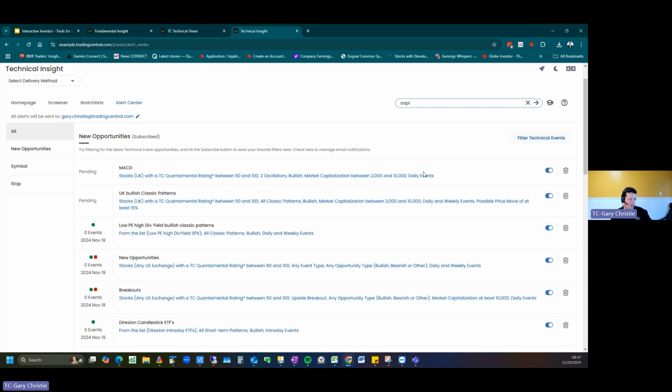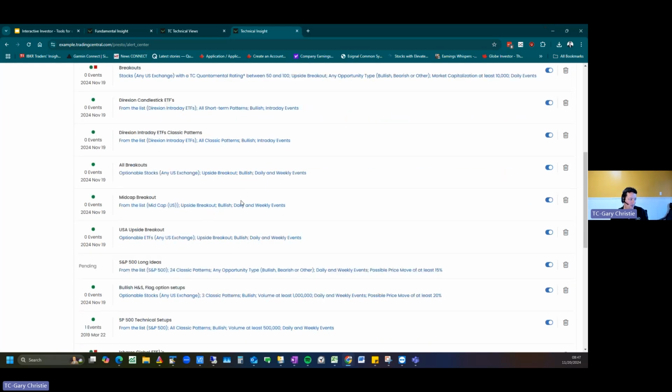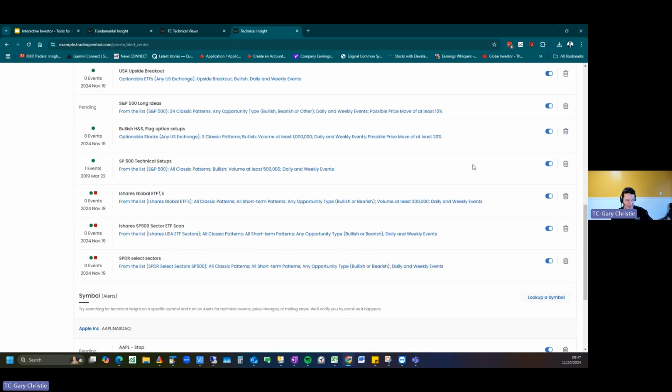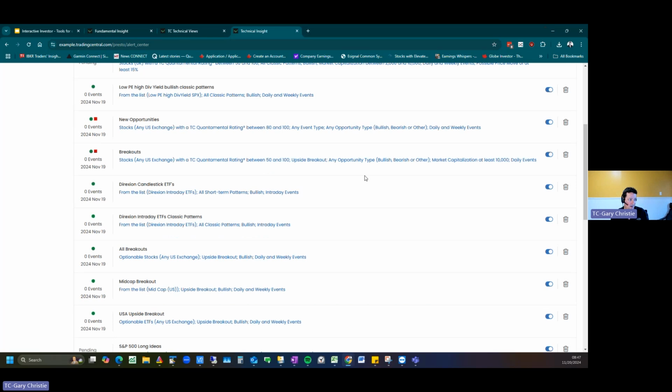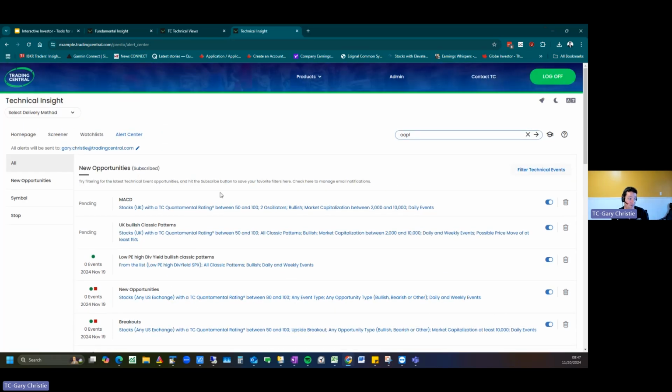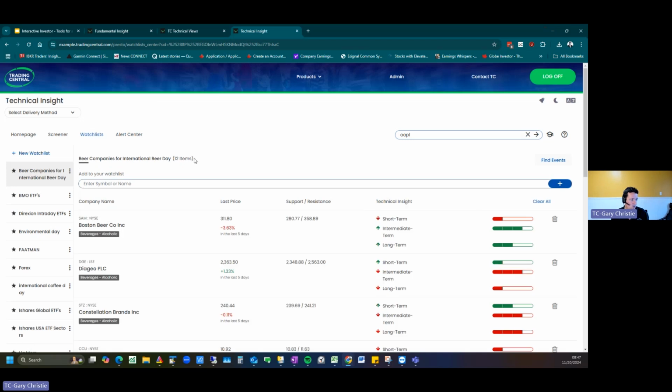So here I'm in the alert center right now. I have a lot of them in here, right? I'm doing this for quite a while. I have all upside breakouts, the S&P. So you can see it's unlimited. I can activate or deactivate, but this is how I use the tool. I have a lot of them here. And it's basically looking at alerts. I can activate, deactivate, and I'll get the alerts right to my inbox every day if a stock meets my criteria, right? You can also do it with watch lists.